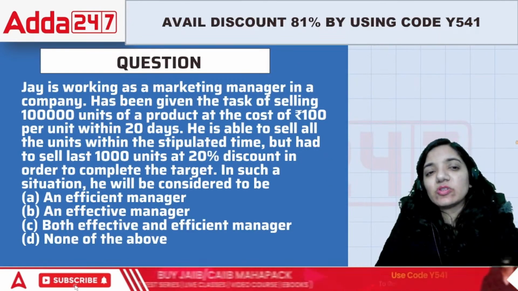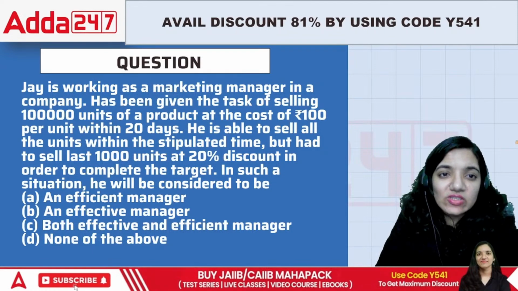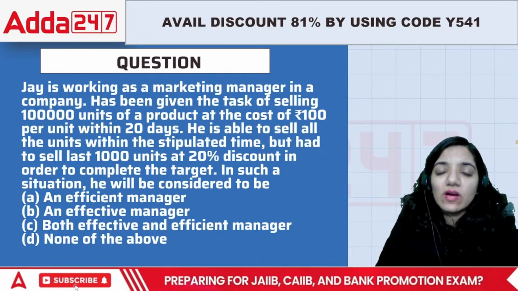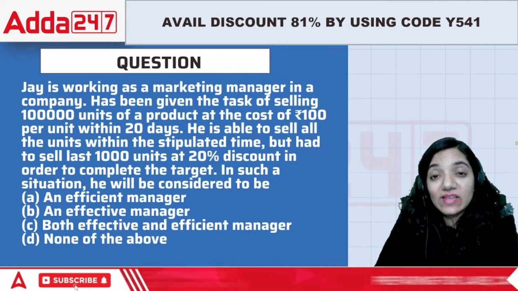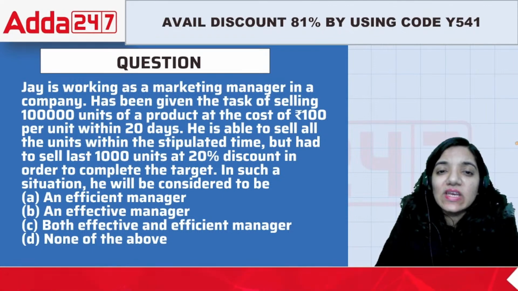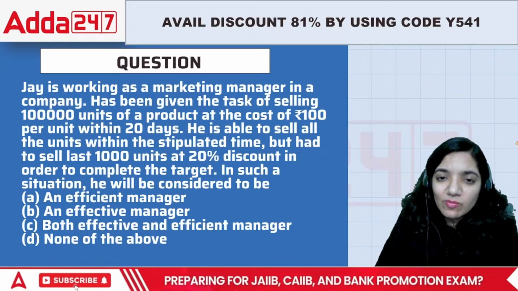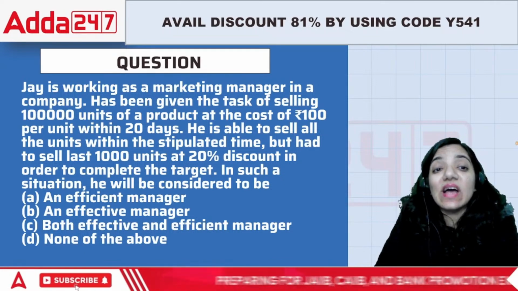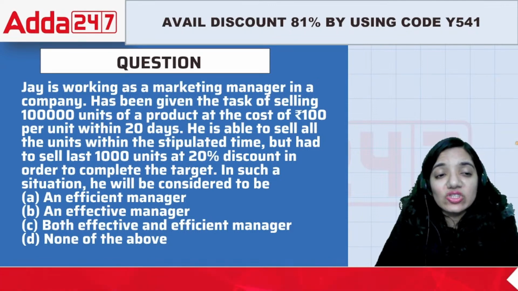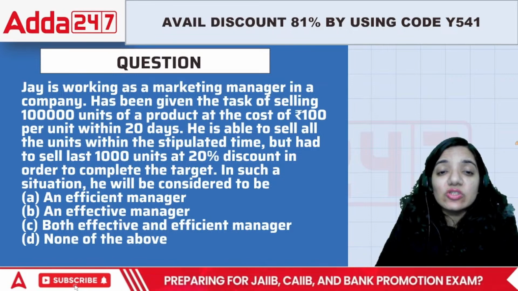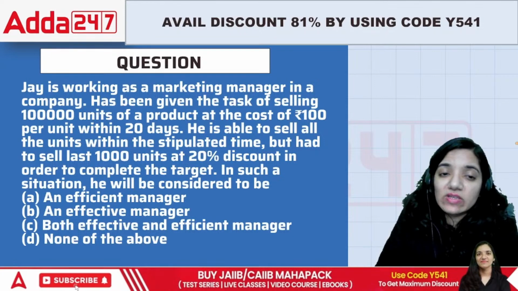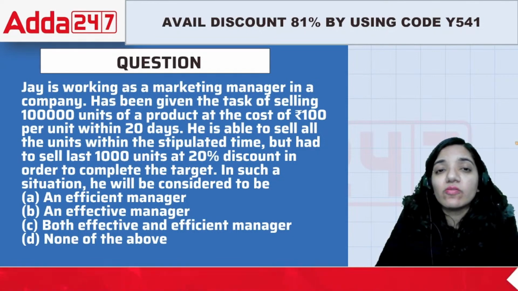This is what a particular case study would look like. Jay is working as a marketing manager in a company. He has been given a task of selling 1 lakh units of a product at the cost of 100 per unit within 20 days. He's able to sell all the units within the stipulated time, but had to sell the last 1,000 units at a 20% discount in order to complete the target. In such a situation, he will be considered an efficient manager, an effective manager, both effective and efficient, or none of the above.